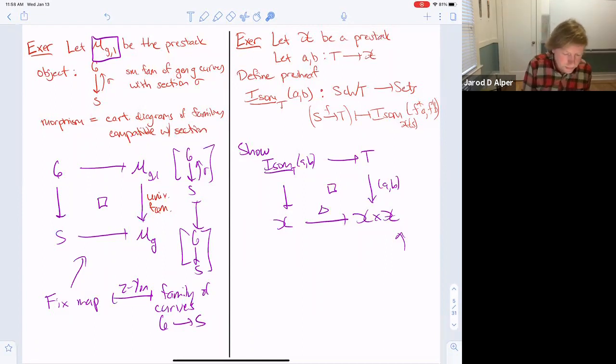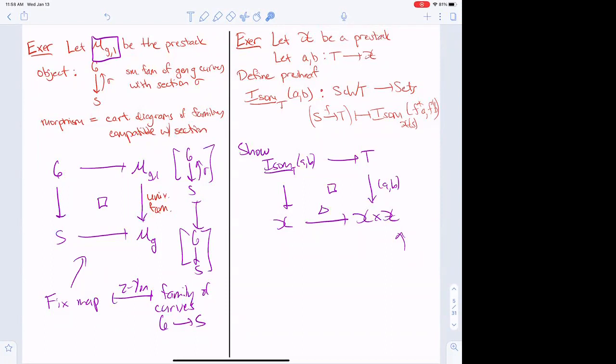Right. So now I'm going to introduce the notion of a stack. Sorry, Jarod. But wait, go ahead.